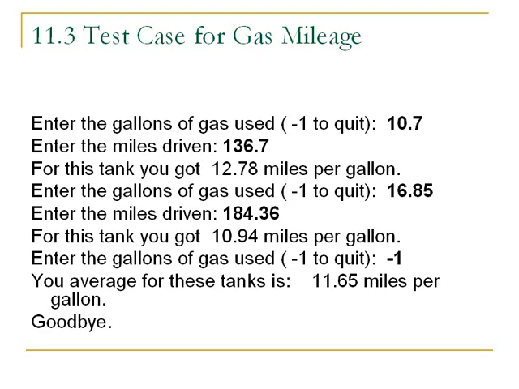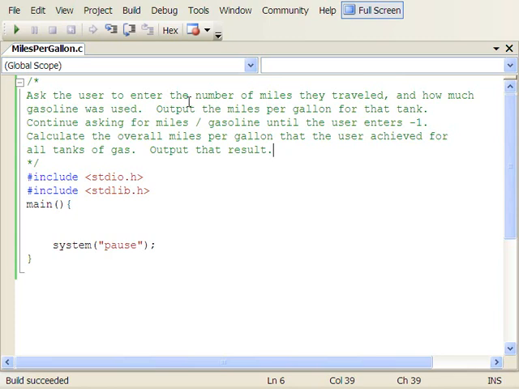And then after the loop is over, calculate the average for all of these tanks. So if we really understand the problem, we can make an example test case and show what we expect the result to be. So let's start by declaring some variables for just this first part, where we enter the information for one tank of gas and calculate the miles per gallon for that tank of gas.